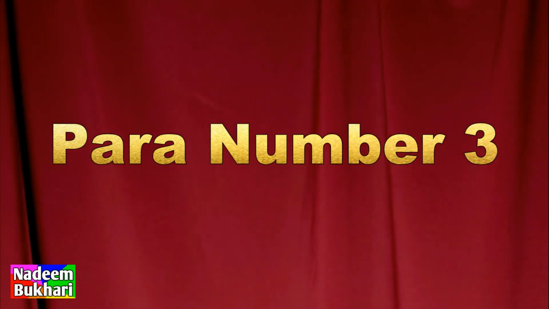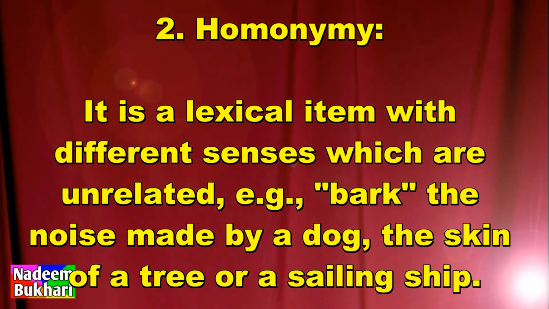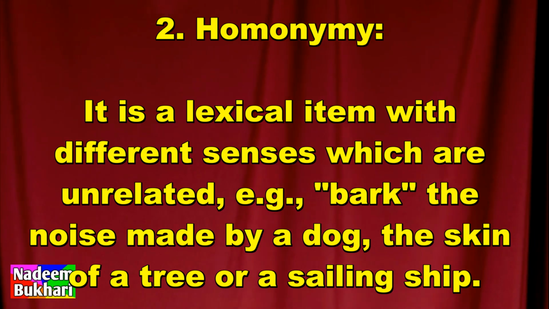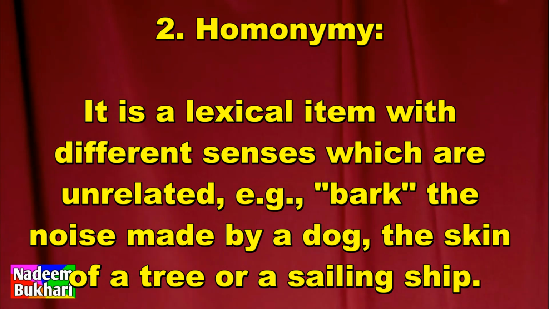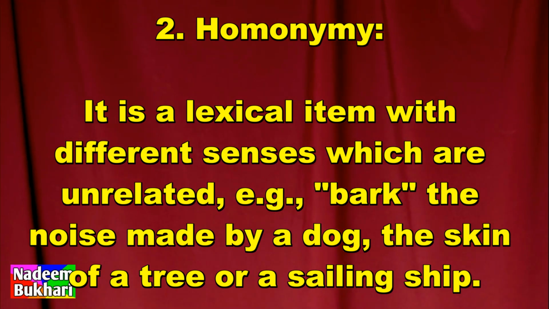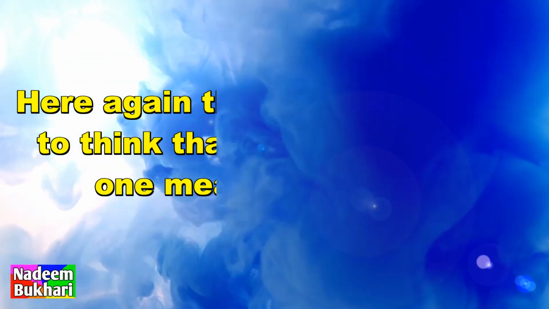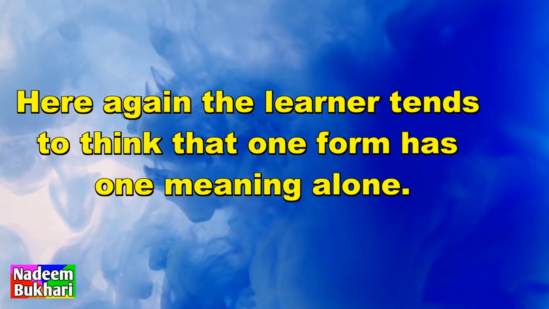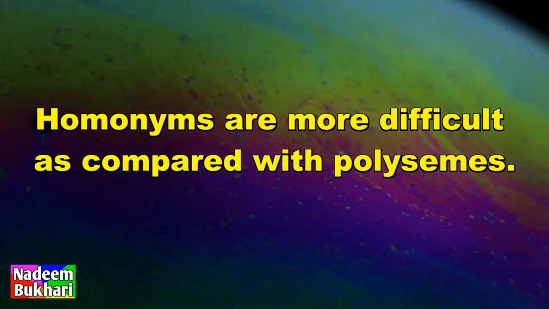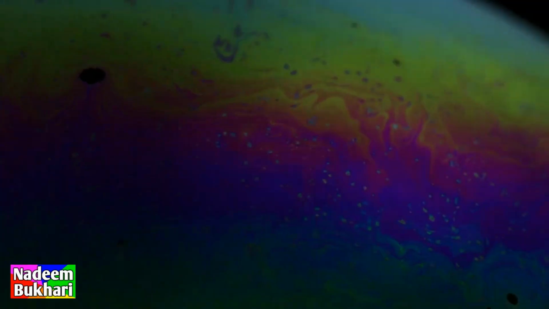Para number 3. 2. Homonymy. It is a lexical item with different senses which are unrelated, e.g., bark, the noise made by a dog, the skin of a tree or a sailing ship. Here again the learner tends to think that one form has one meaning alone. Homonyms are more difficult as compared with polysemes.